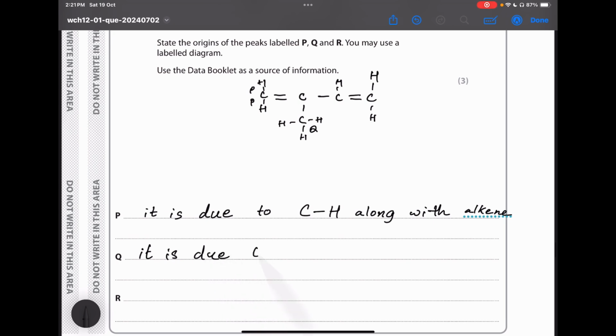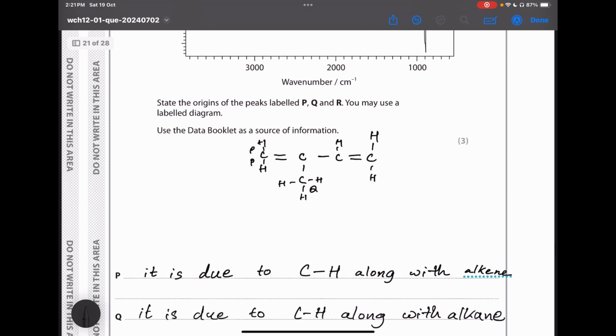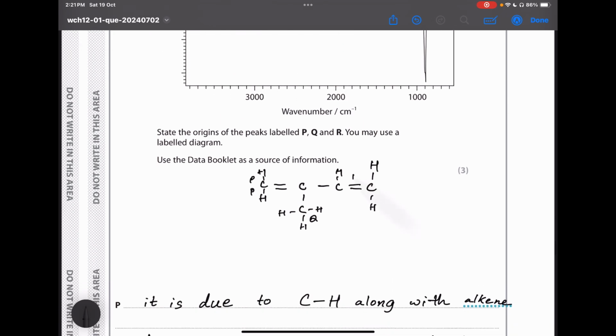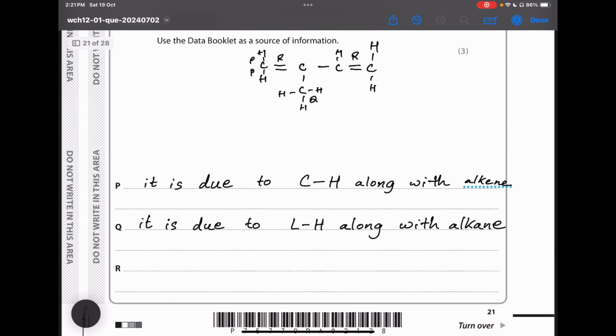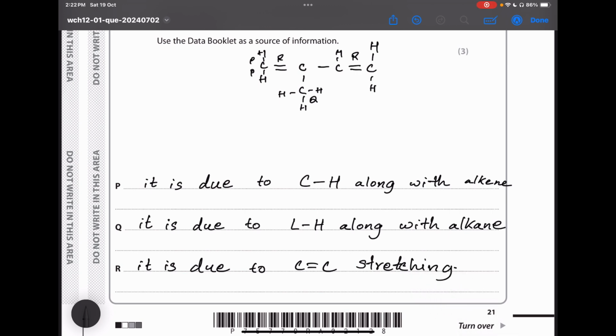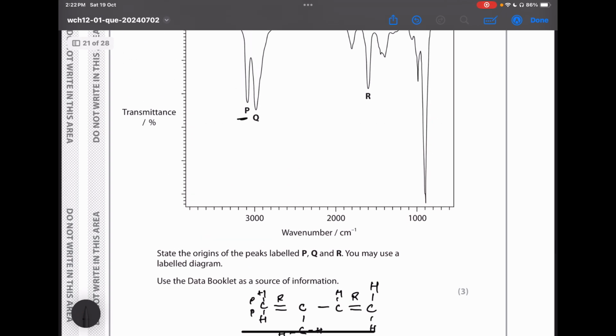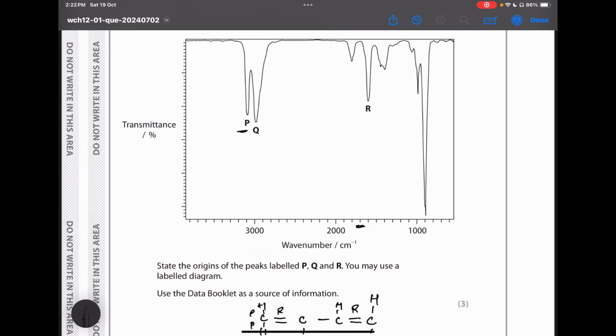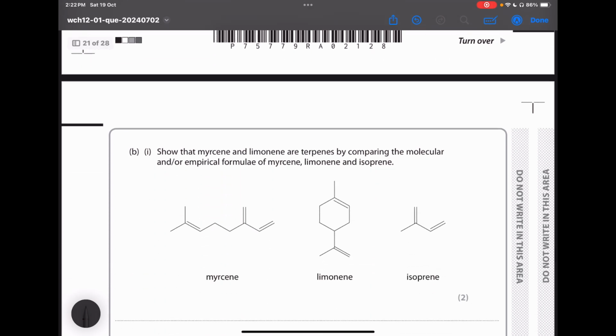And then Q is due to this, which is due to CH along with alkene, beside an alkene, right? And R is due to the carbon-carbon double bond over here. We have one and we have also another one over here, right? So R, it is due to carbon-carbon double bond stretching. Okay. So you just need to compare this range with your data booklet, and this range with the data booklet, and this one with the data booklet, and then write down your conclusions.